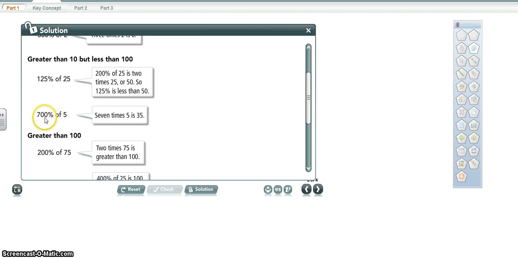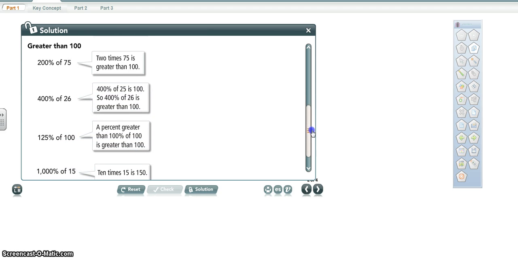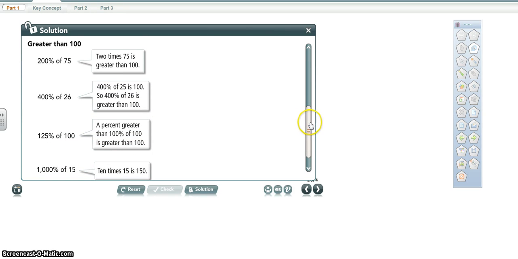700% of 5. That's 7 times 5, or 35. And then we have some problems that give us an answer that's greater than 100. 200% of 75 would be twice 75, which is definitely greater than 100. 400% of 26 would be 4 times 26, which would again be greater than 100.